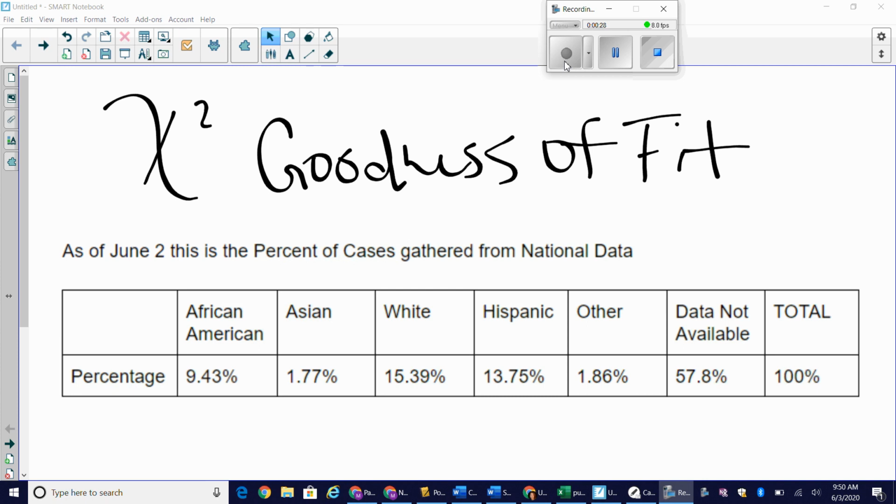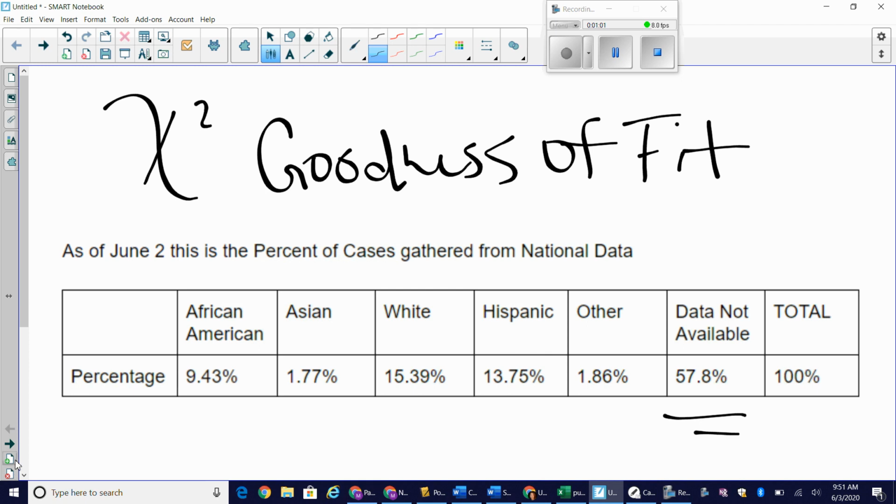Now, I want to point out something here. There's a lot we don't know. If you look at the very last column, there is data not available. And this is people who are going through drive-through testing, who aren't necessarily submitting all their information in those testing sites. And so there's a lot we don't know about the race breakdown. So I want you to pay attention to that. But to the best of our ability, this is what we're seeing on the national level.